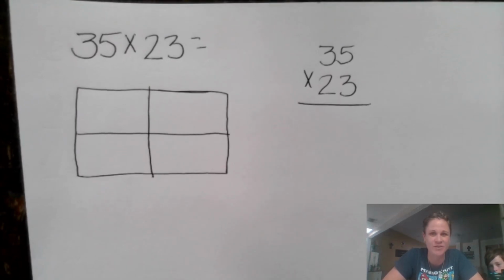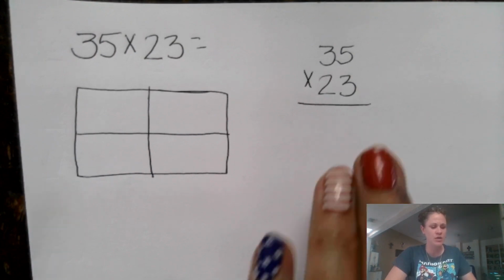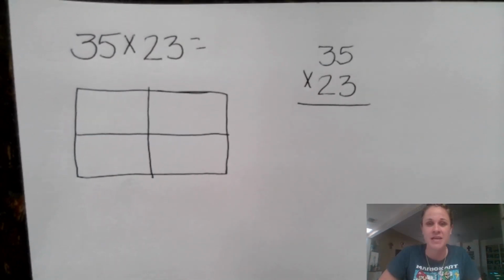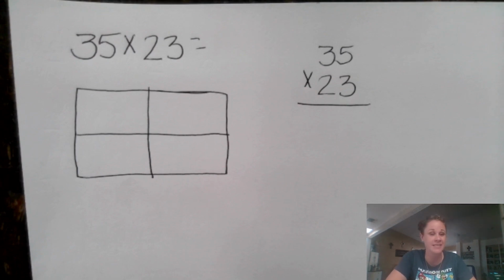Right, we're back for more multiplication, and we are going to start with partial products. I'm going to do it with the traditional algorithm to transition you from partial products to the traditional algorithm, so you can see how they work together.